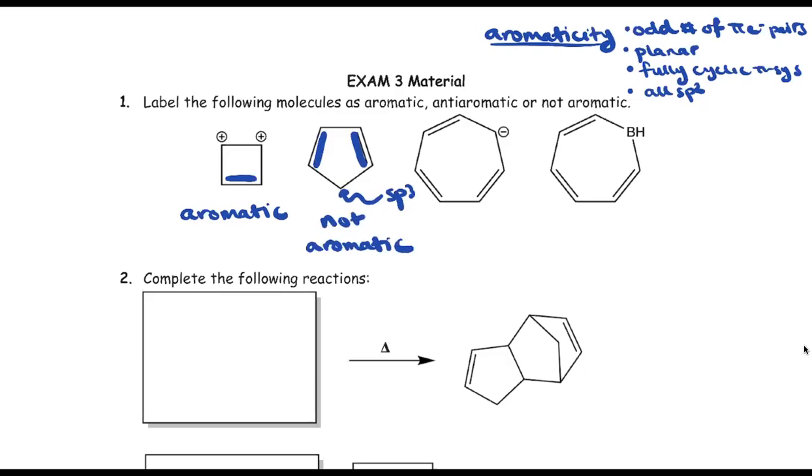All right, next one. So let's assume planarity here. I know Falzone always pretty much assumes planarity. Okay, if we assume planarity, you see that you have a total of 1, 2, 3, 4. So you have 4 pairs of pi electrons, which is even. That makes it anti-aromatic.